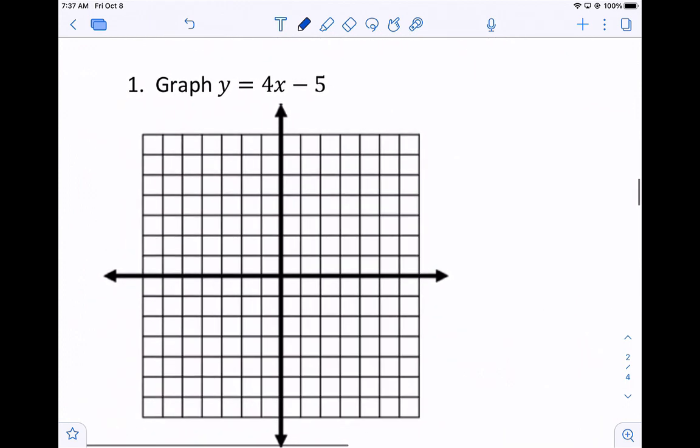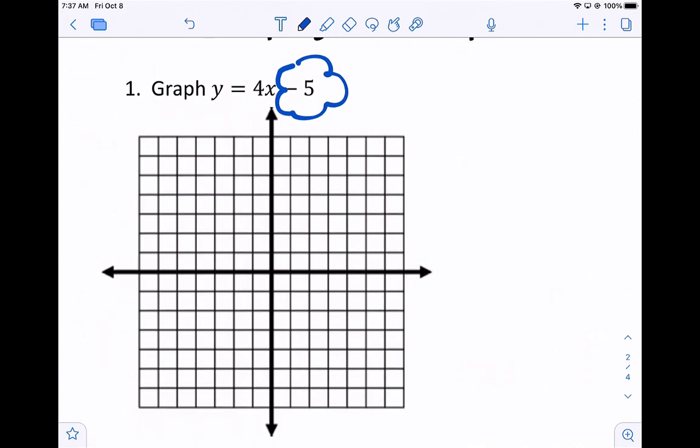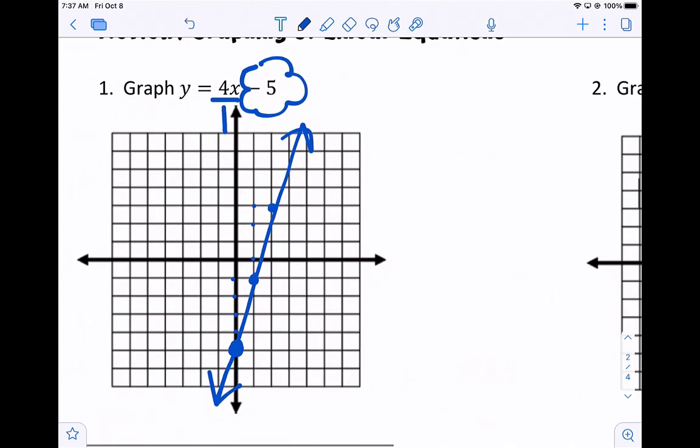So the first one, the y-intercept is the number by itself when y is by itself. So here, when we have y equals 4x minus 5, we're going to start at -5. Make a dot. Our slope is positive 4 over 1. So from our y-intercept, I'm going to go up 4 over 1. Make a dot. I'll do it again. Up 4 over 1. And then you can draw your line for your graph. Arrow at each end because it goes on forever.